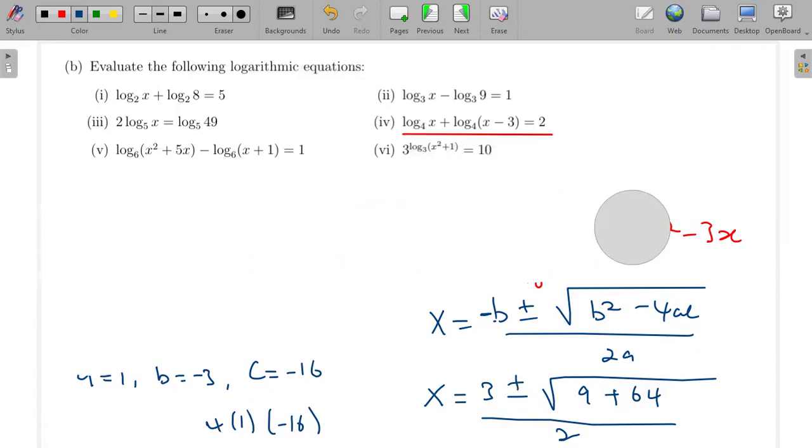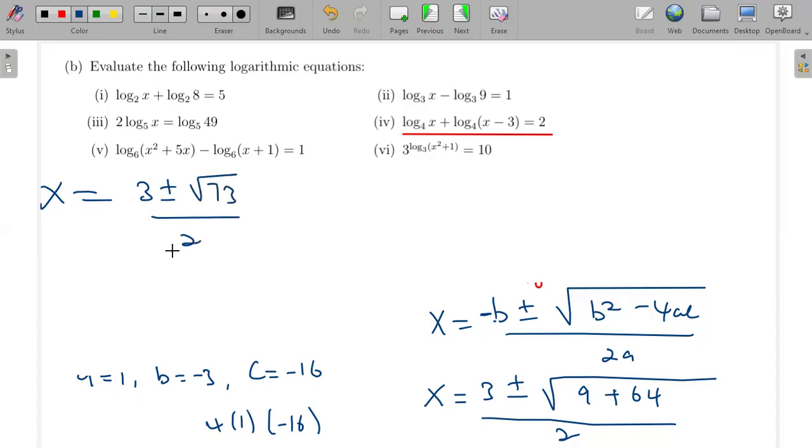So let's continue from on top here. So we're going to have x is equal to 3 plus or minus the root of 9 plus 64. 9 plus 64 is the root of 73, over 2. So it means x will be equal to 3 plus root of 73 over 2, or x will be equal to 3 minus root of 73 over 2.